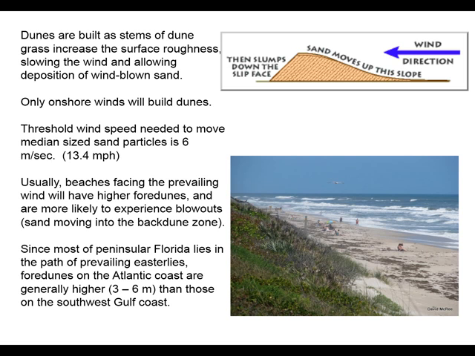Typically, the beach that faces the prevailing wind will have higher foredunes, and they're also much more likely to experience what are called blowouts, which is the movement of sand beyond the foredune area into the back dune area.